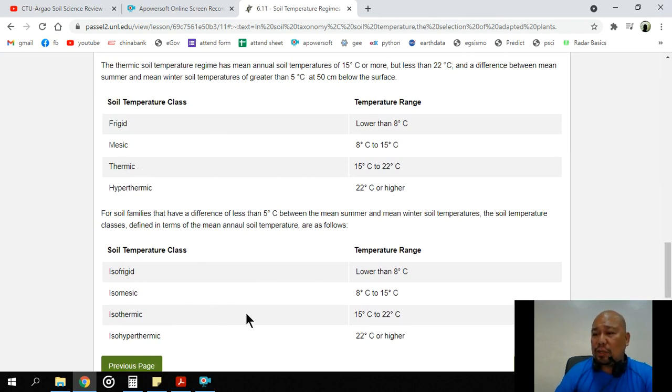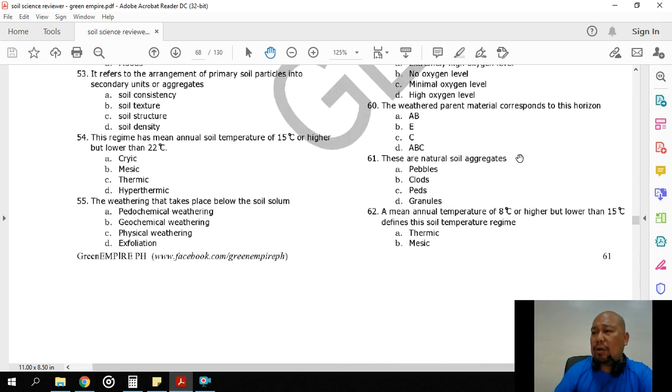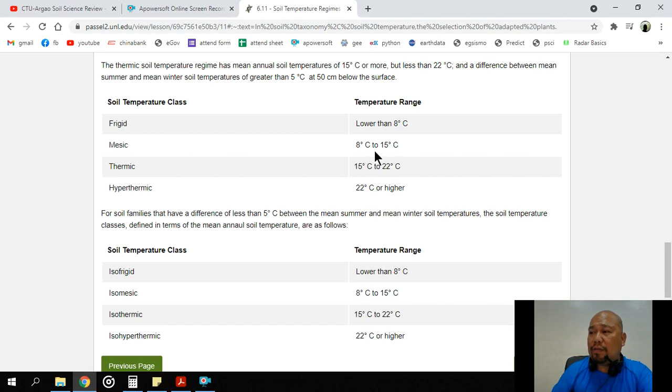Pilipinas isothermic because the difference between winter months magyapon ng June, January, February, March. That's winter months gyapon. Winter months and the summer months is less than 5, or I think other references says it's 6. So going back, ang ingon niya here is 8 to 15. Annual mean temperature of 8 degrees or higher but lower than 15 degrees. This defines the soil temperature regime nga mesic. Yeah, okay. 8 to 15 mesic.